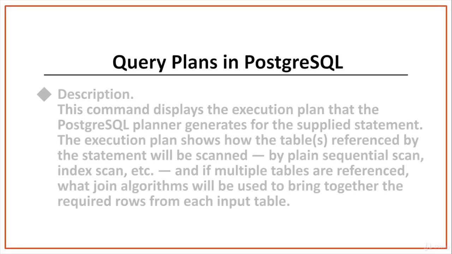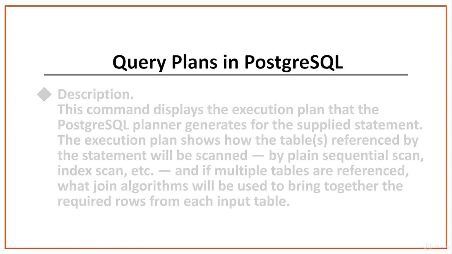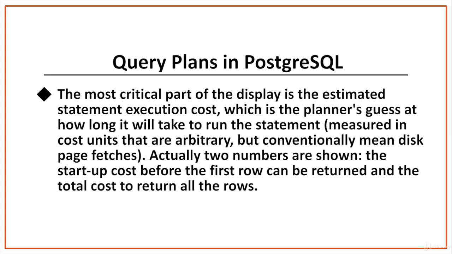This command displays the execution plan that the PostgreSQL planner generates for the supplied statement. The execution plan shows how the tables referenced by the statement will be scanned by plain sequential scan, index scan, etc. And if multiple tables are referenced, what join algorithms will be used to bring together the required rows from each input table.